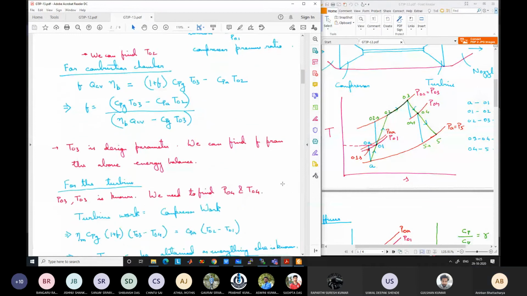I will take 10 minutes more. We'll just finish this part before the nozzle part. Nozzle we will discuss in the next class.